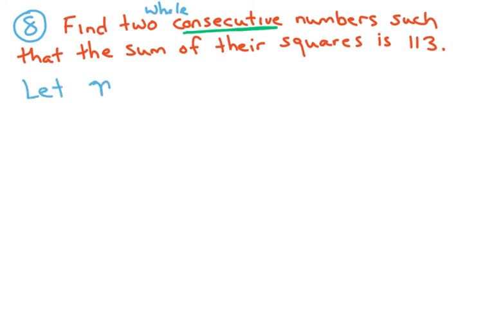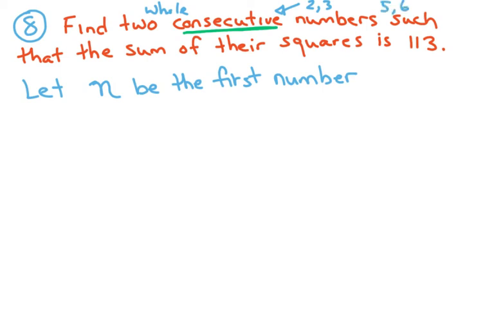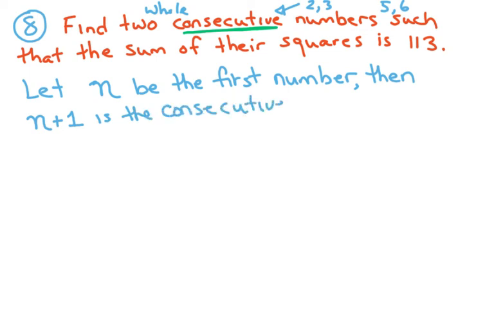Let n be the first number. What does consecutive mean? Consecutive means one after the other. This would be like 2 and 3 or 5 and 6. They're consecutive. So if n is the first number, then here's the whole key to the problem. Then n plus 1 is the consecutive number, the next number.